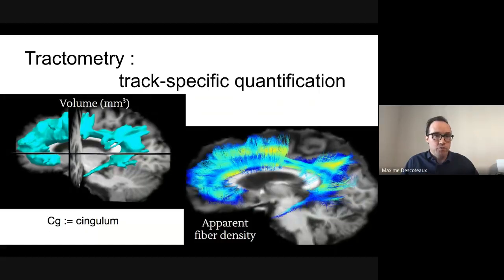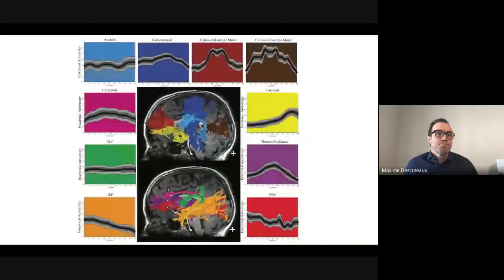In the past, we've merged this with PET, for instance, with functional imaging, with myelin-based contrast. As soon as you put these maps in the same space, it's a very powerful technology to assess pretty much any measurement at the endpoints or inside the tracks.